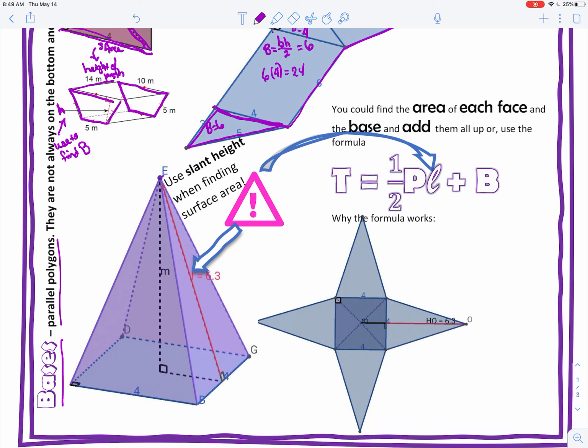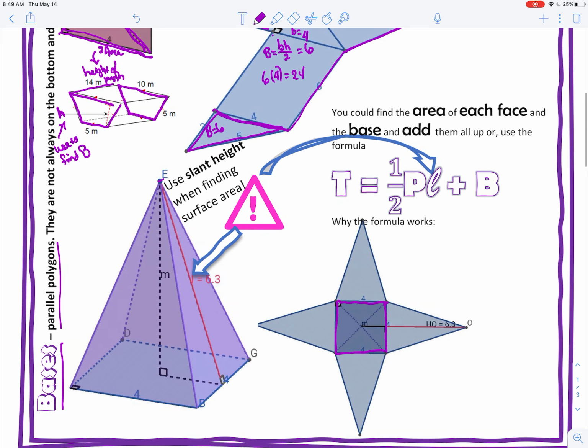So why does this formula work? Well, let's look at our base. In this case, we've given you a square base, and so the square base has a distance around that is 4 of these, 4 by 4. Adding 4 plus 4 plus 4 plus 4 is the same thing as multiplying by 4. And so we're taking 16, which is the perimeter, times the slant height. Well, why would we use the slant height?